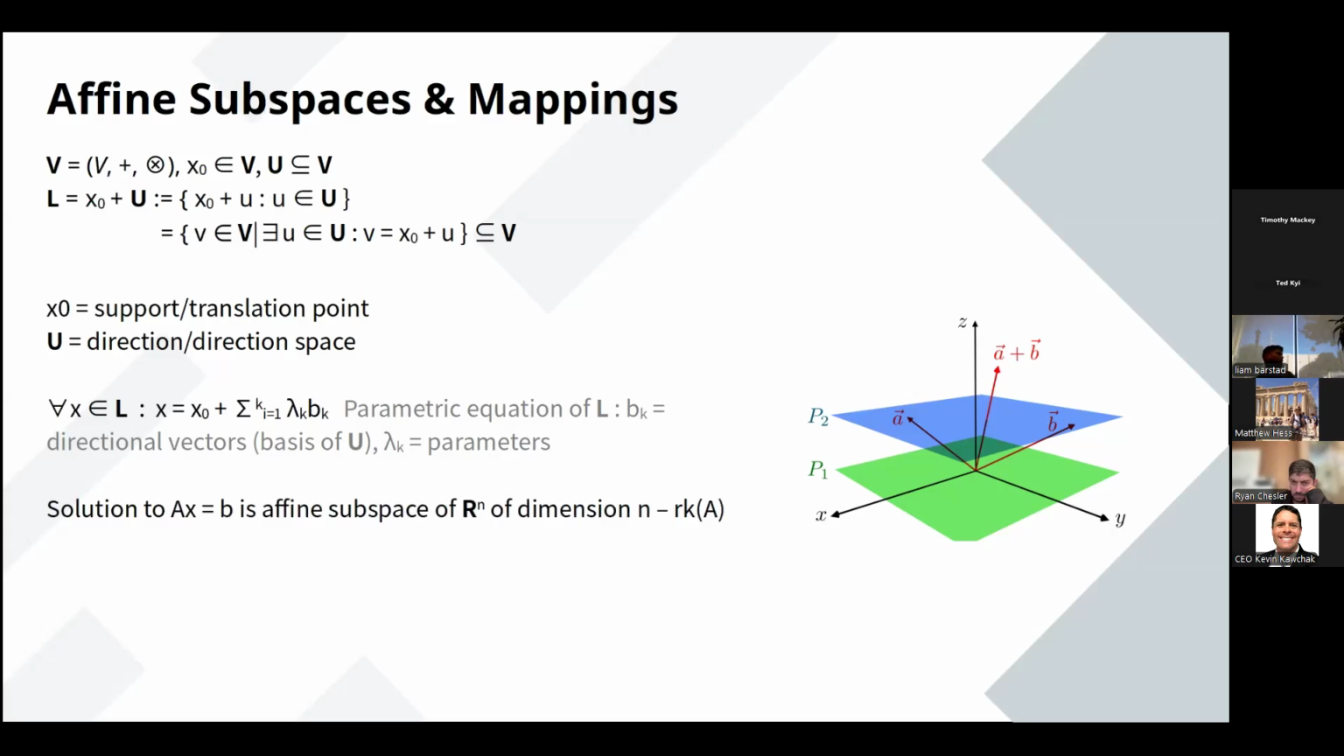And then we could say that the solution to AX equals B is an affine subspace of Rn, and it has a dimension of n minus rank A. I'm actually going to open this up. Does anyone want to explain why that is true? Can anyone explain why that is true?